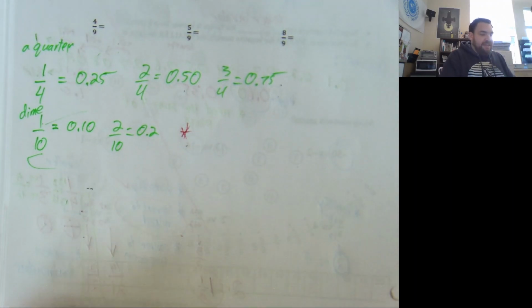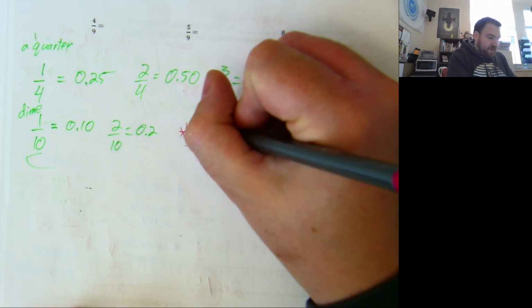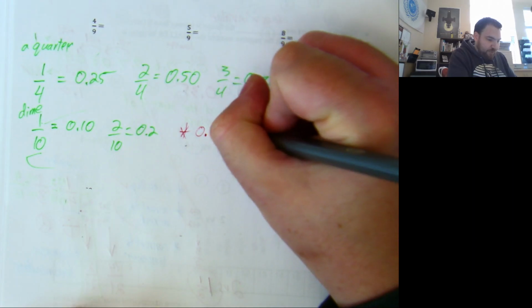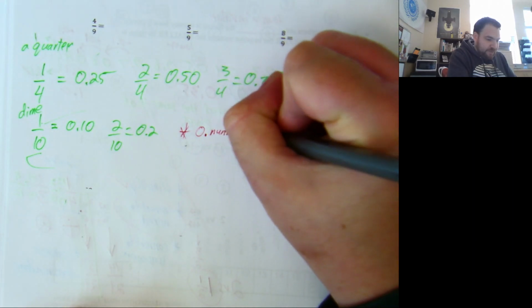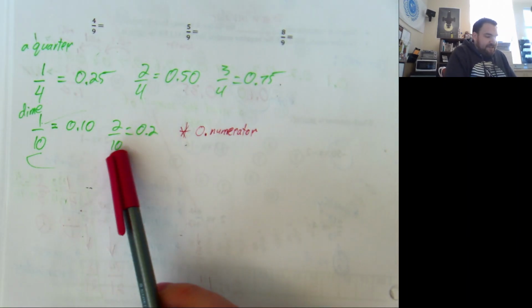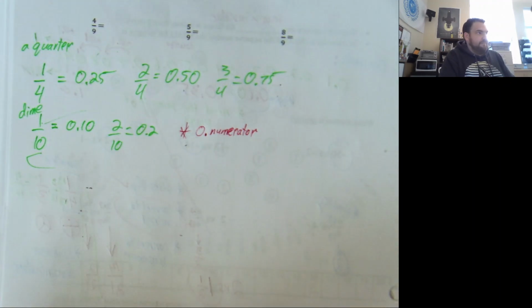If you don't want to think about them in the context of money, another way to think about tenths is by saying, well, okay, whatever it is just 0. The numerator is the shortcut. So 3/10 is 0.3, 4/10 is 0.4, and it's nice and easy.